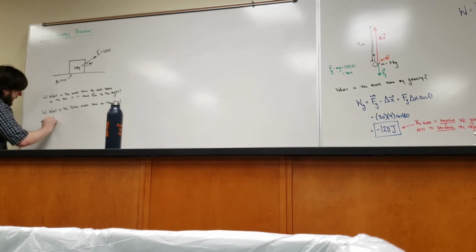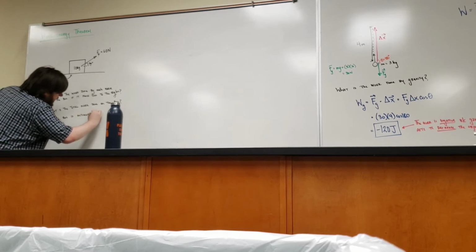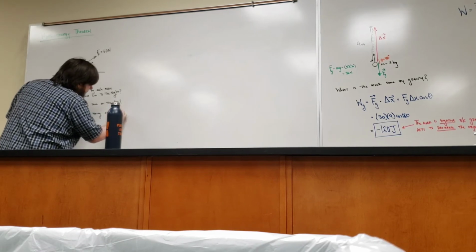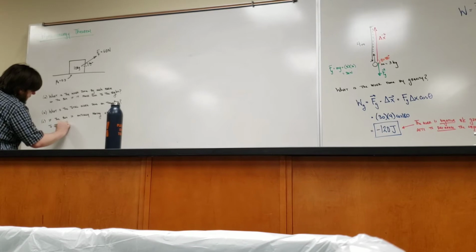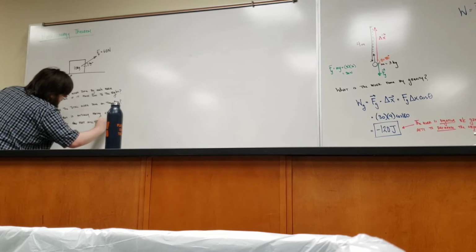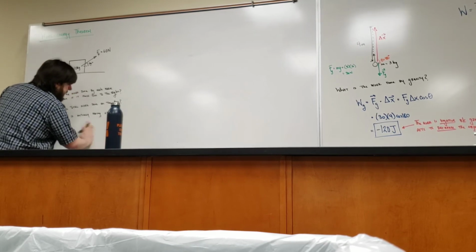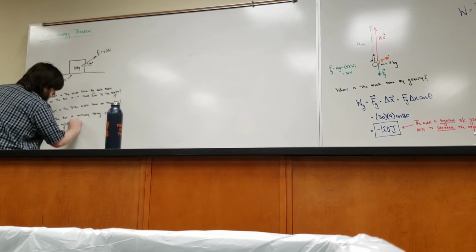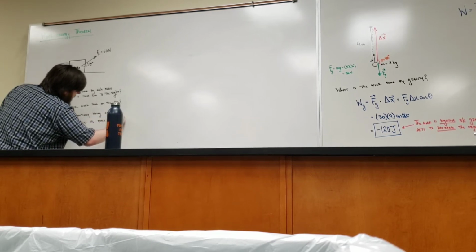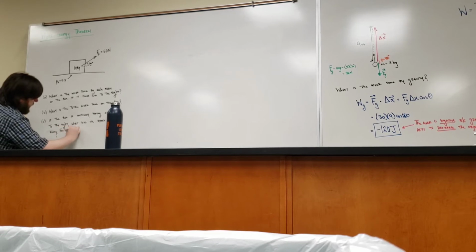And C, if the box is initially moving at 5 meters per second to the right, what will its speed be after moving 5 meters to the right? I want as little confusion as possible.